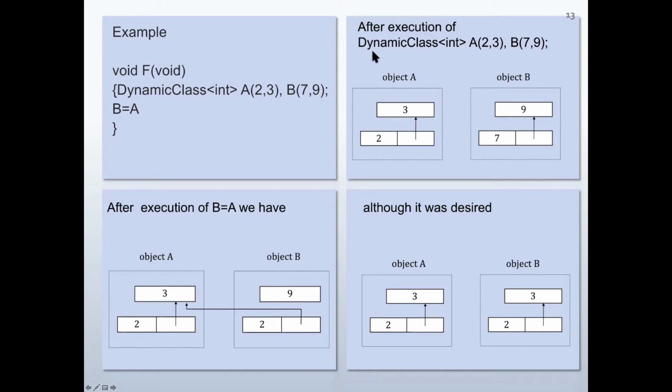After execution of the line dynamic class integer A 2, 3 and B 7, 9, two objects are created. For object A, we have value 2 here as member 1, and we have value 3 for the object pointed to by member 2. And for the object B, we have 7 and 9 in the corresponding positions.